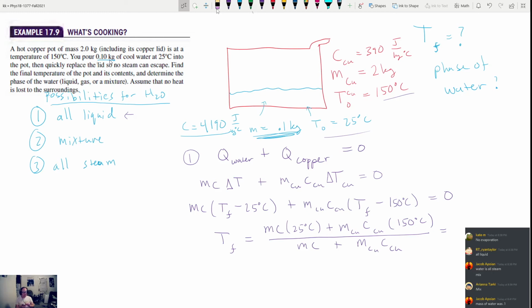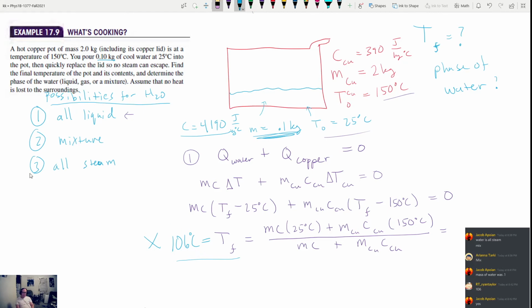Are you all able to follow this if I don't actually plug all the numbers in? Apparently you can, because you got an answer. Yeah, 106. Now, does that make sense? No. Why not? Because it's higher than the boiling point. Yeah, it's higher than the boiling point. That means some of the water must have boiled off.